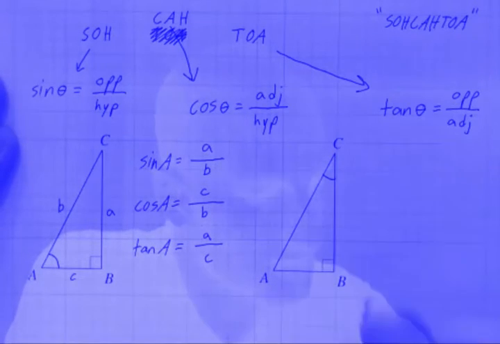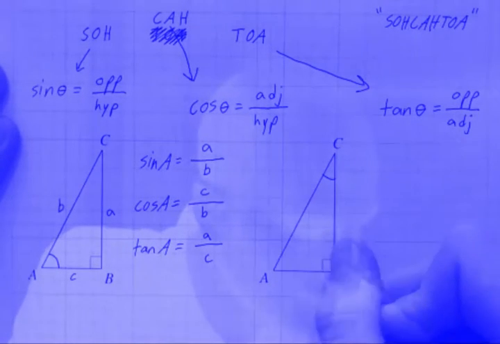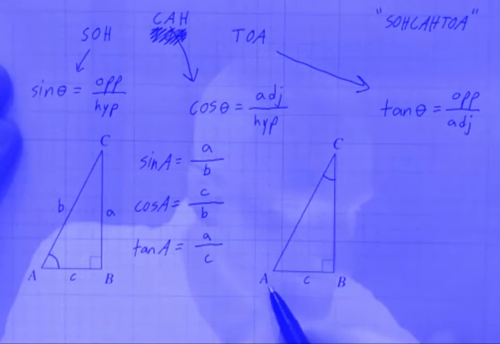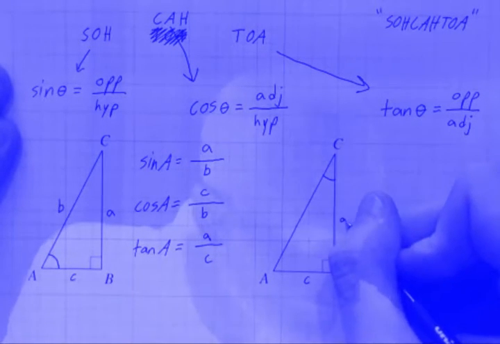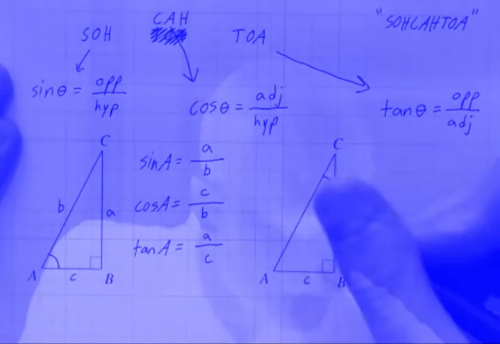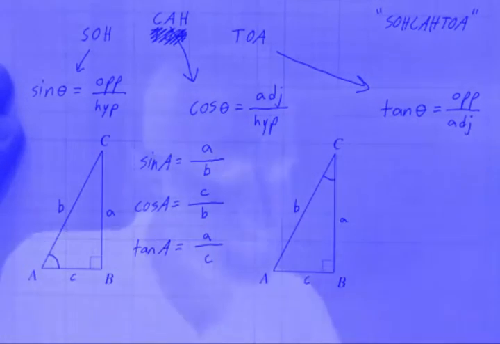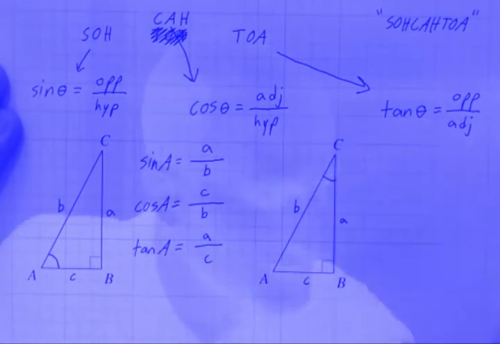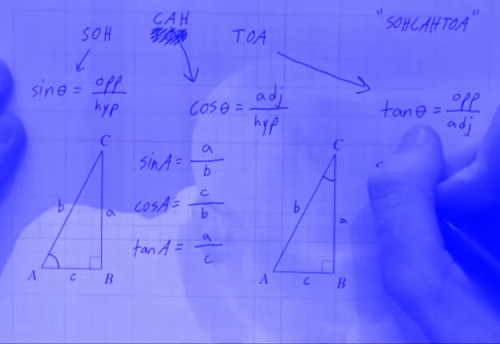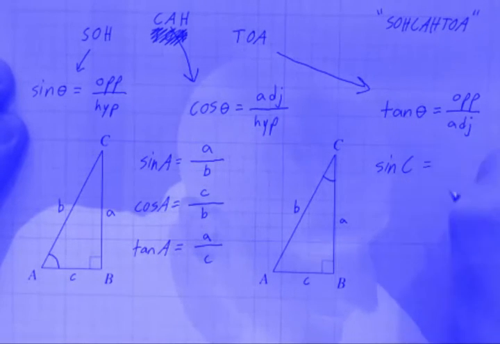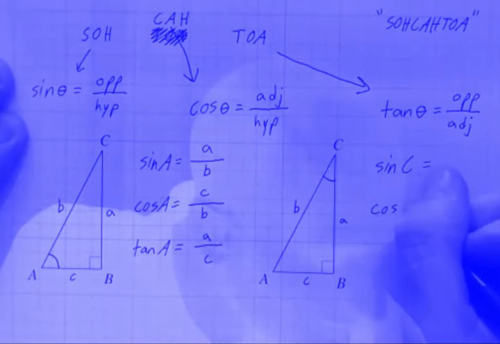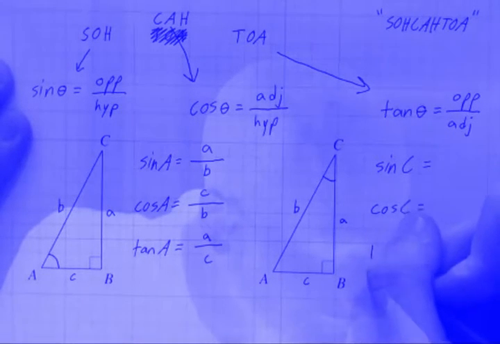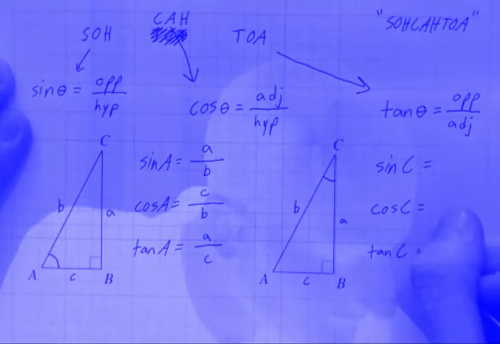Okay, so now we're going to call this side again little c, just so we can have a name for it. We're going to call this side over here little a, this is opposite A, and then we're going to call this side little b. Okay, just like we did over here. So now we're going to find the sine of C, cosine of C, and the tangent of C.